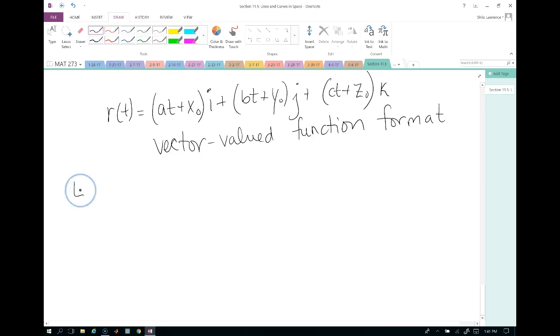So let's look at a couple examples where we figure out the equation for a line in space. And we're going to write these as parametric equations.